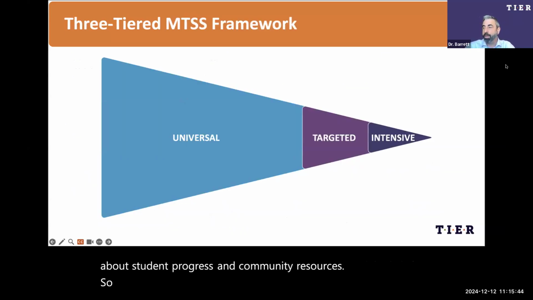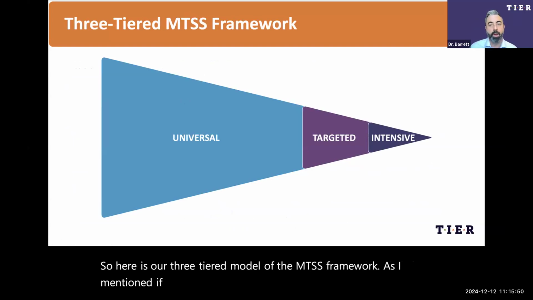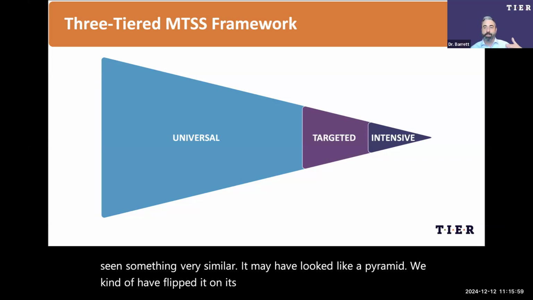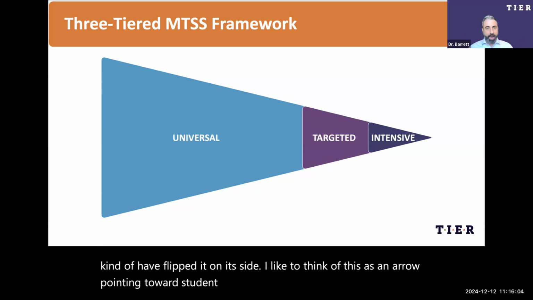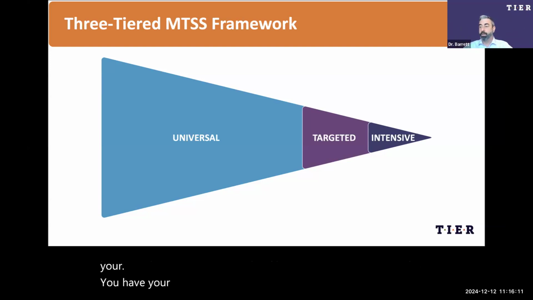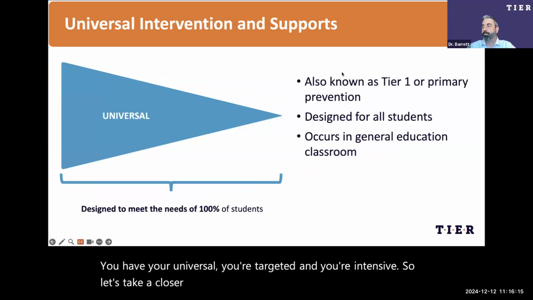So here is our three-tiered model of the MTSS framework. As I mentioned, if you've seen anything about RTI or PBIS, you may have seen something very similar. It may have looked like a pyramid. We kind of have flipped it on its side. I like to think of this as an arrow pointing toward student outcomes. And this is the traditional model, the one that we really use, where you have your universal, your targeted, and your intensive. So let's take a closer look at each.